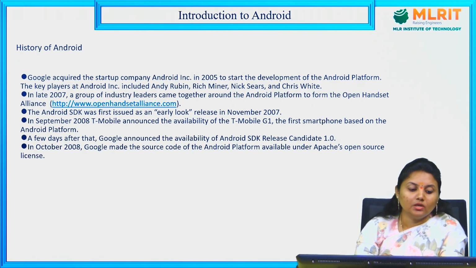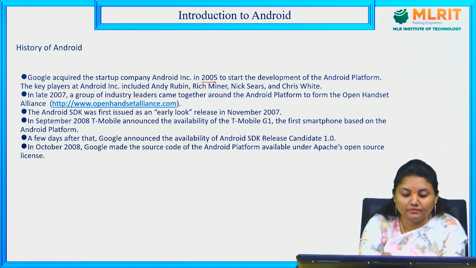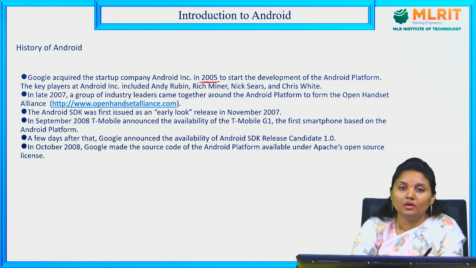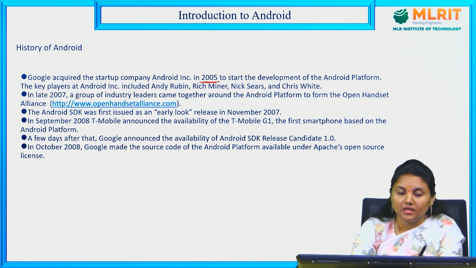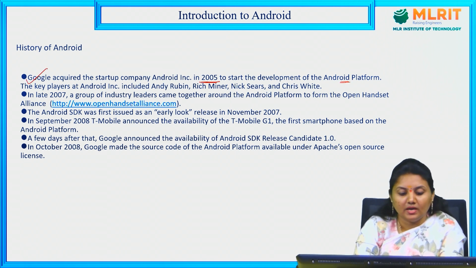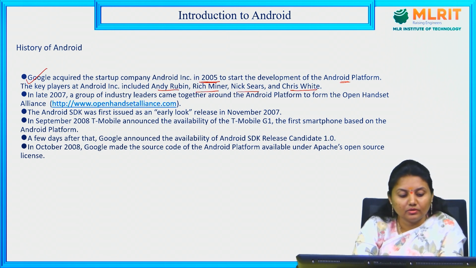History of Android. Who developed Android? Actually, Google acquired the startup company Android in 2005. Before 2005 we didn't have Android; we only used CDMA and GSM mobile phones, where everything was used with the keypad, and whatever you touched on the keypad would affect your screen. But in 2005 they started development of the Android platform, so Google took the initiative, along with Andy Rubin, Rich Miner, Nick Sears and Chris White. These are the Android key players, the four authors who developed Android in 2005.